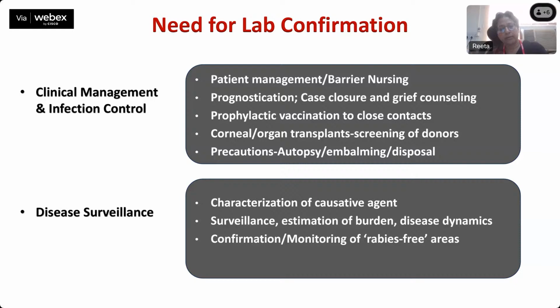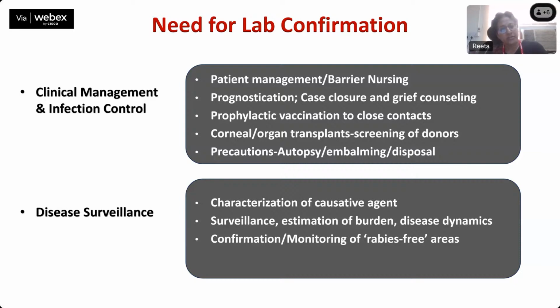Also, personnel who are engaged in autopsy procedures, embalming, or disposal of cadavers can take additional precautions once we confirm that the patient has died of rabies. Most importantly, we are aware now that there's a global call for rabies elimination by 2030, and as we move towards the goal, surveillance of rabies becomes extremely important. So the exact burden can be known only when samples are sent for testing.